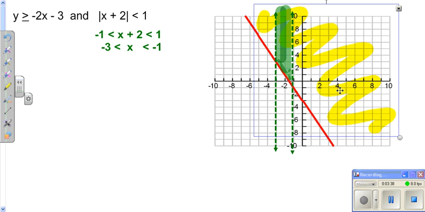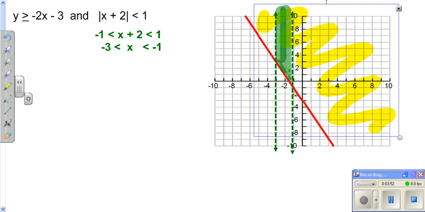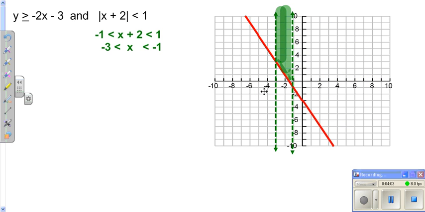And x is in between, so you're going to shade in between those two vertical dotted lines. Now, you'll notice I only shaded in between the two vertical dotted lines above the red graph because we're once again looking for where they overlap. So we had our shaded region here, everything above, and then only in between, and they only overlap in between, above our red line.